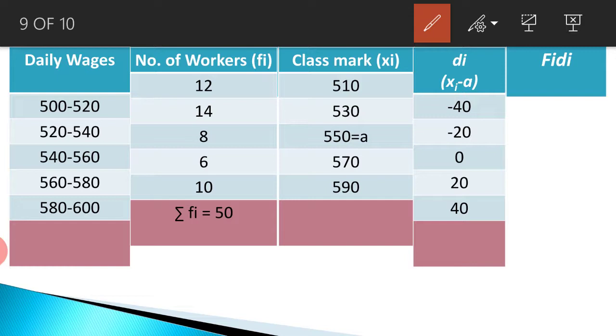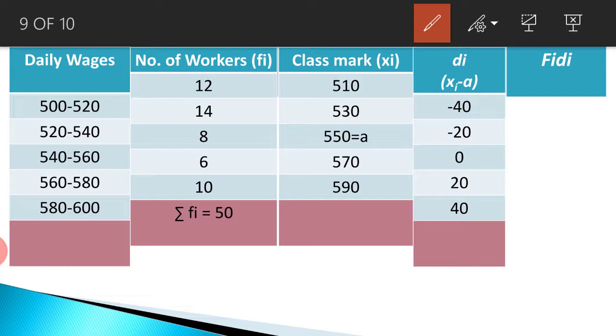590 minus 550, it will be 40. Are you getting? So now the numbers are reduced. These 500 numbers, these class marks in the 500s, are now reduced to 40s and 20s and so on. So we have reduced our work.